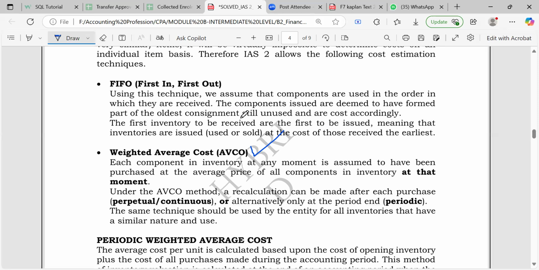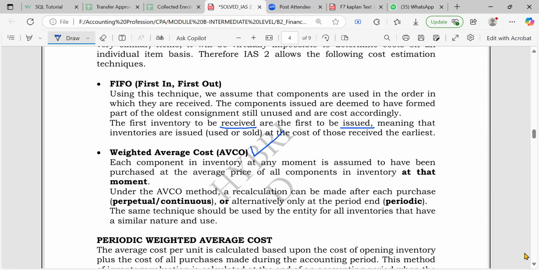It means the first to be received or bought, maybe, or made, is the first to be sold, just like that. So the first inventory to be received are the first to be issued, to be sold. What you received first, in terms of maybe you manufactured or you bought, that is the first that will be issued, which will be sold.